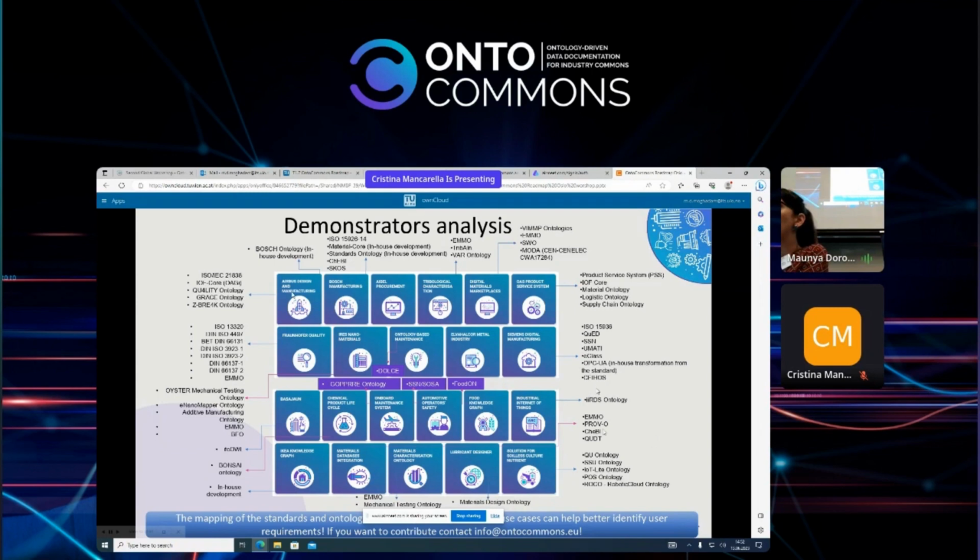What we performed was also a demonstrators analysis. We mapped all the standards and ontologies used by our demonstrators, and that's how we were also able to get more feedback on what is working, what is not working, and what else we need.